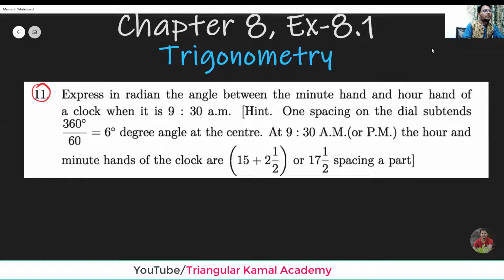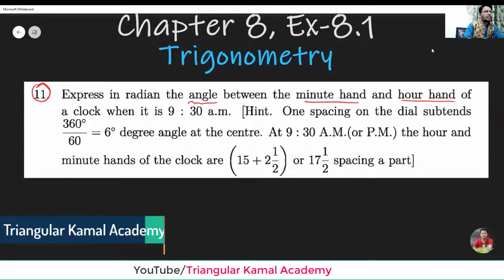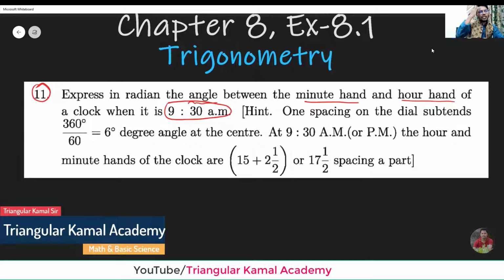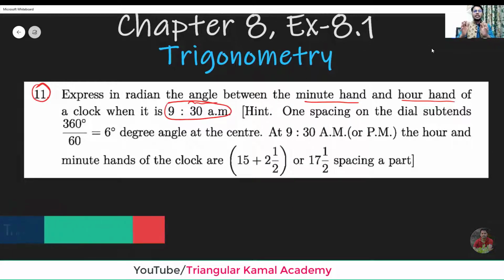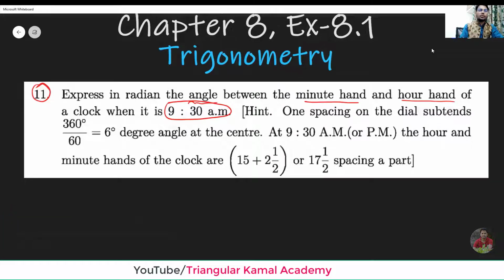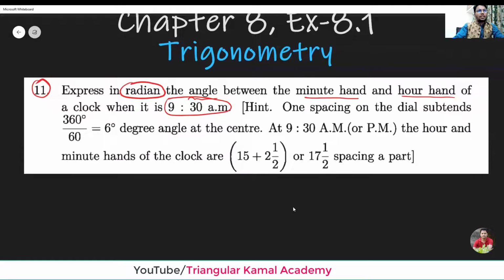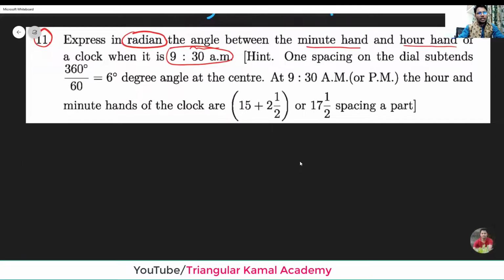Now, the requirement is the angle between the minute hand and hour hand when the time is 9:30 a.m. That means you have to find the angle between the minute hand and hour hand of a clock when the time is 9:30 a.m. And the second requirement is to convert this angle into radians. Now let's see the diagram. If we draw the diagram, the answer will be very clear to you.